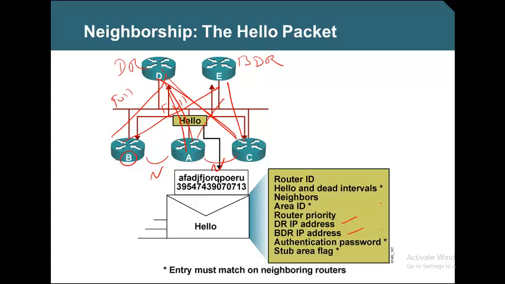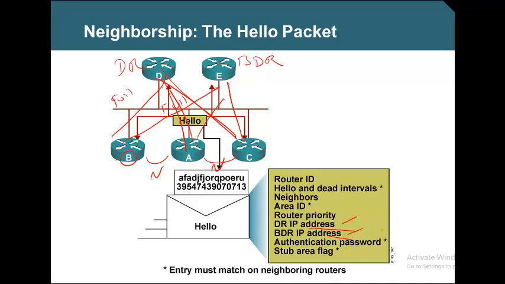Other than that, this information is also shared, like the DR and BDR addresses. After forming a neighbor, the hellos are also sent, and in that hello even this information will be sent. In the initial minute, in the beginning, when the election process is still not over, this field will be 0.0.0.0. But once the DR and BDR are elected, the IP addresses of the DR and BDR will also be sent in the hello packet.